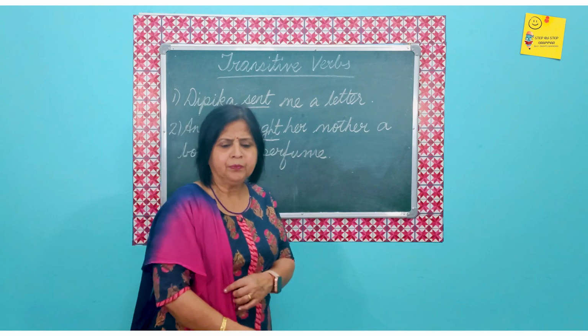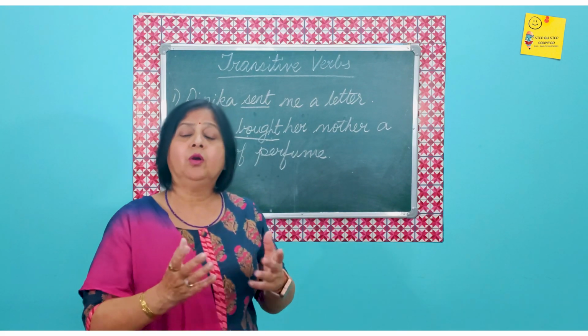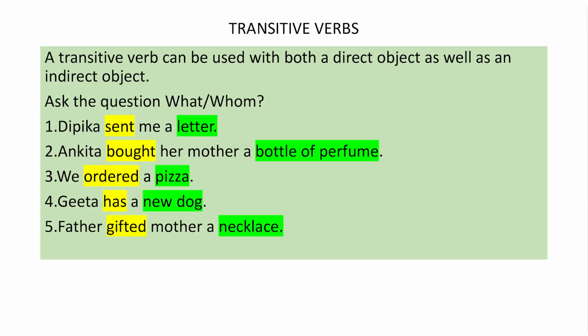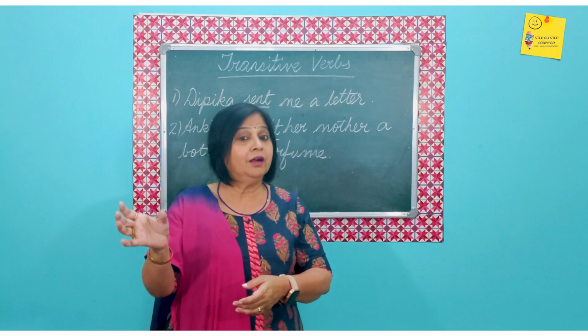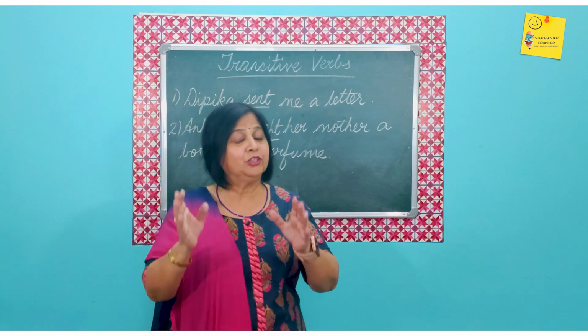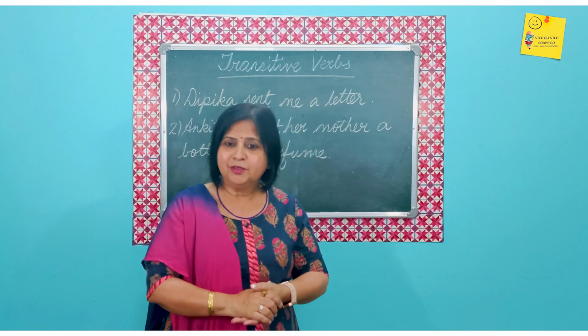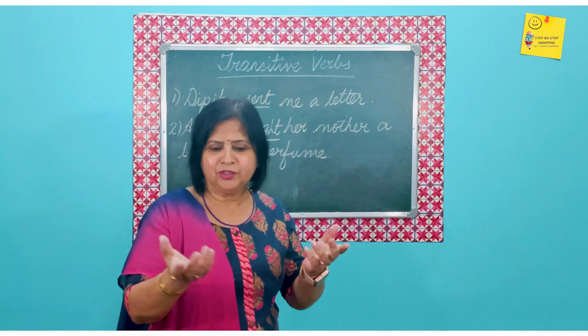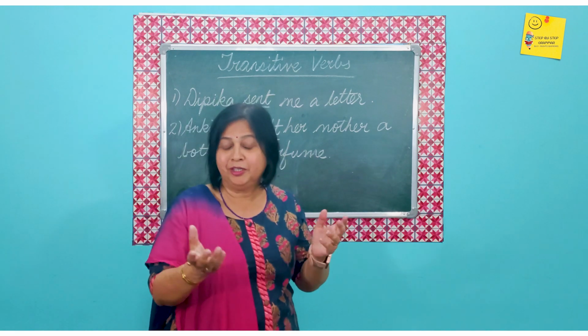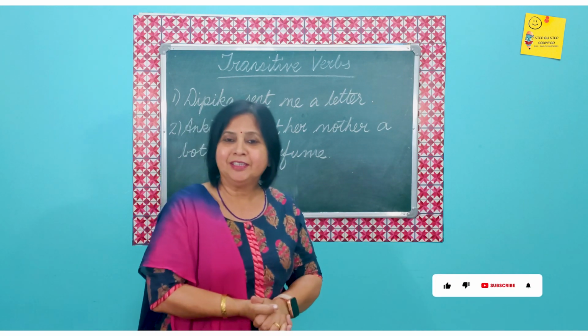Similarly, you can see we ordered a pizza. Ordered what? A pizza. Geeta has a new dog. Has what? A new dog. So again we have an object over there. Father gifted mother a necklace. Gifted what? A necklace. A necklace is the direct object, so it contains a direct object. We again have an indirect object. That's mother, and mother's receiving lots of gifts. First she received a bottle of perfume, now a necklace. Good, lucky. Okay, so again that's an indirect object.